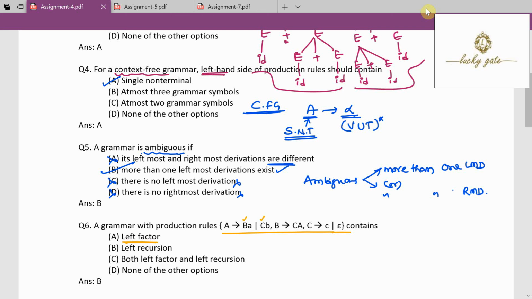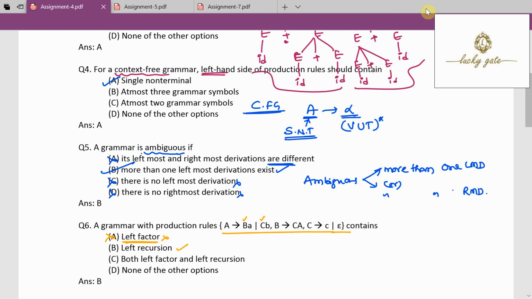But this is B, this is C, different. B is having one production, C is having one production, which means you don't find any common parts of productions, so it is not having any left factor. Option A is incorrect. Left recursion, option B.